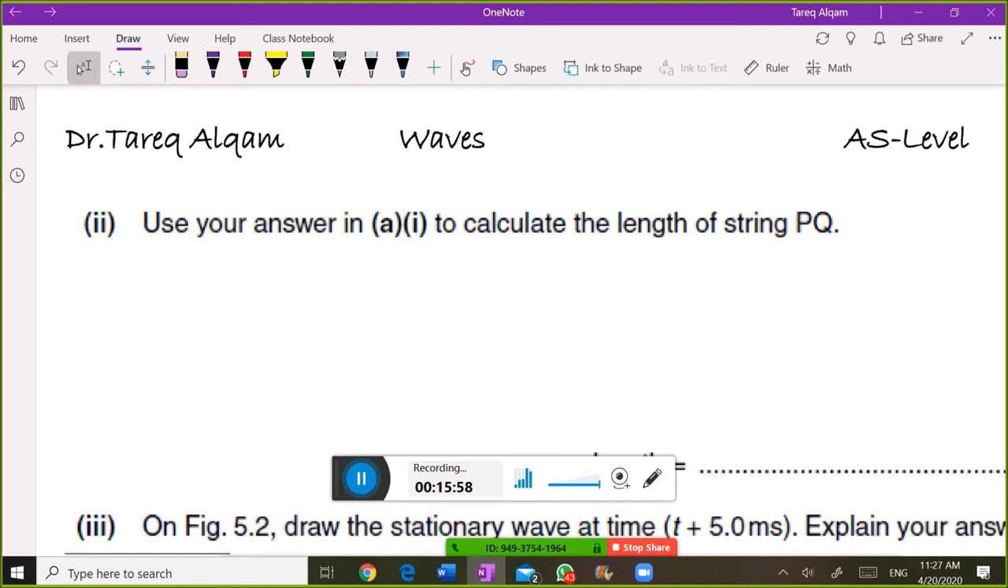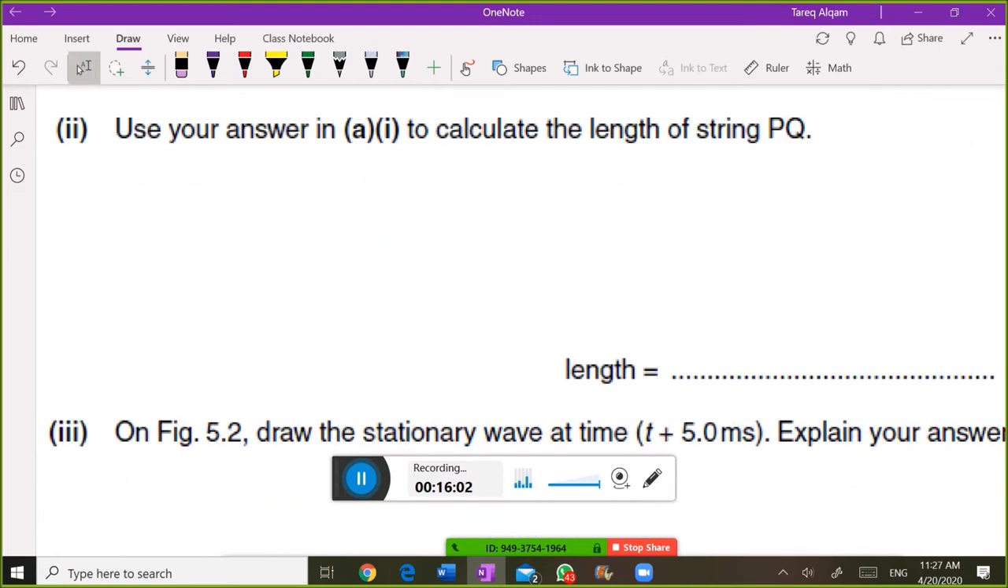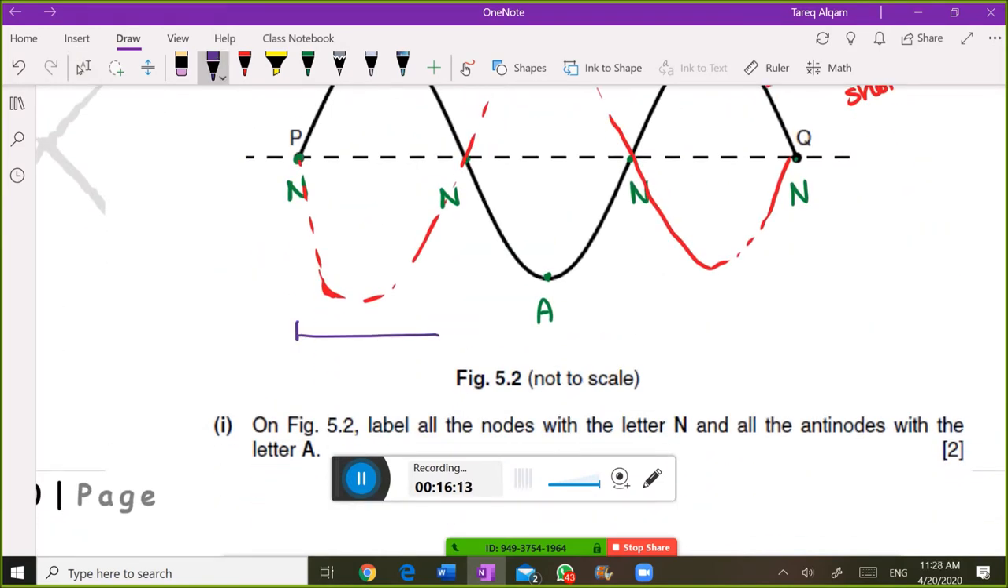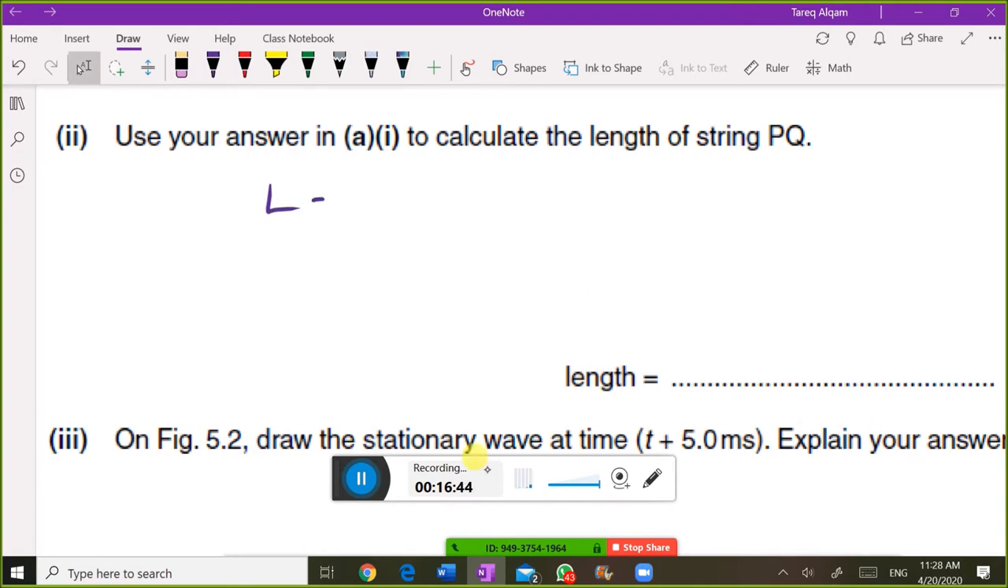Okay, use your answer in A to calculate the length of the string. Simple. Work with me please. Half wavelength, sorry, from node to node. I took the nodes, guys, because they are the most obvious ones. If I take nodes, I can determine their positions very easily. The distance between two successive nodes is half wavelength. Half wavelength, half wavelength. So basically, the length here is 3 over 2 wavelengths. Any question, guys? So 3 over 2 times 0.8.